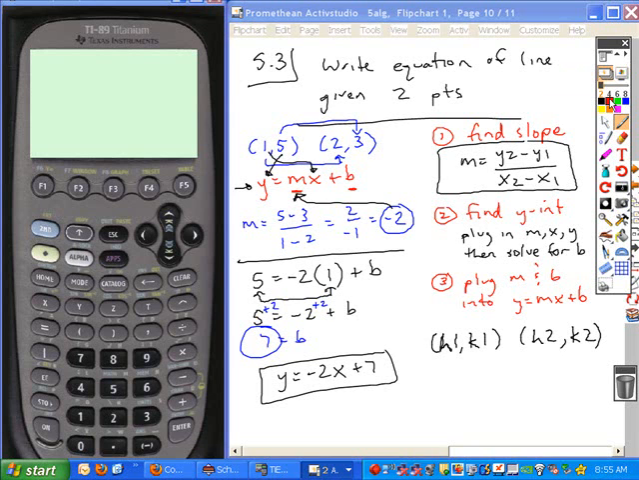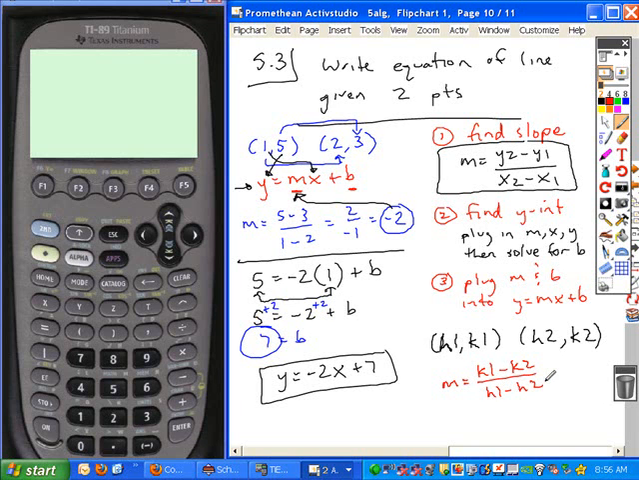In terms of H and K, let's look at our equation. Our slope is the difference of the y's, K1 minus K2, and our change in x's is H1 minus H2. So here's what our slope is equal to in terms of H1 and K1.